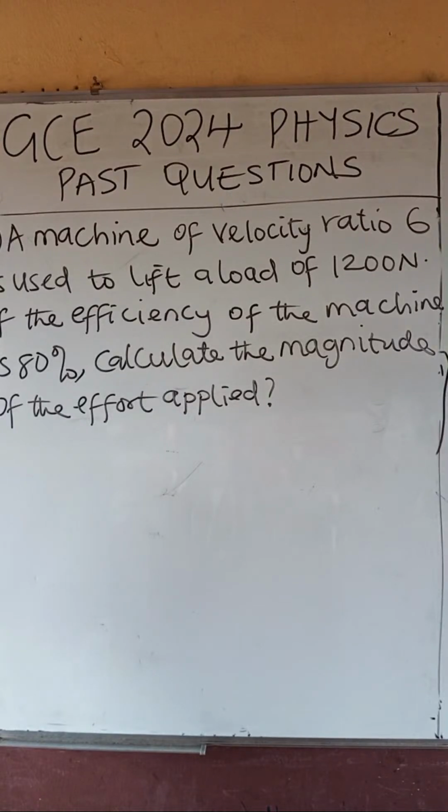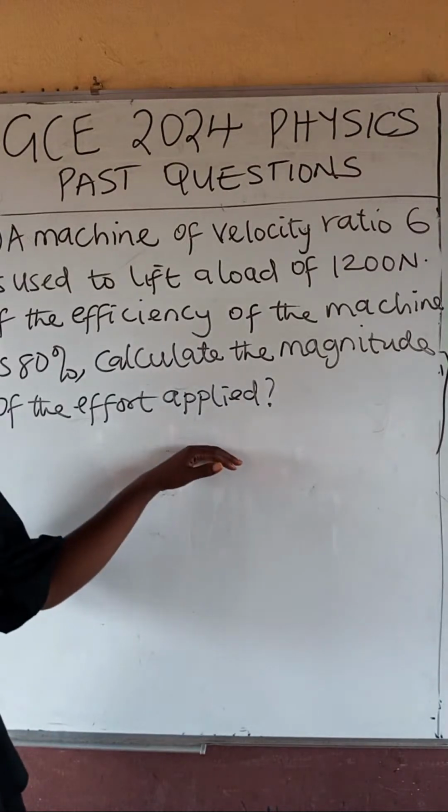A machine of velocity ratio 6 is used to lift a load of 120 newtons. If the efficiency of the machine is 80%, calculate the magnitude of the effort applied. Let me go again. A machine of velocity ratio 6 is used to lift a load of 1,200 newtons. If the efficiency of the machine is 80%, calculate the magnitude of the effort applied.